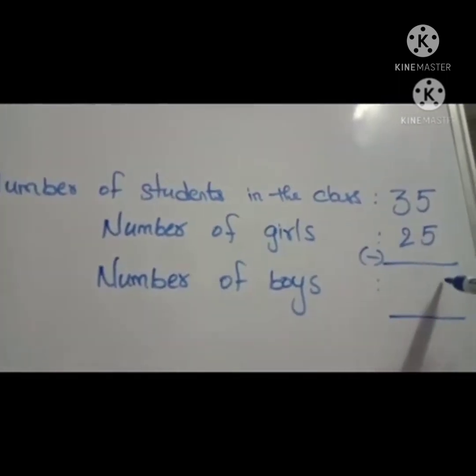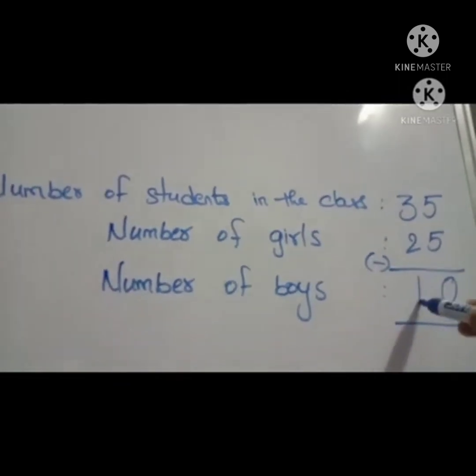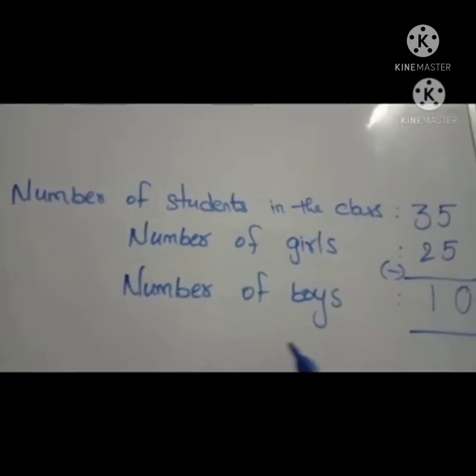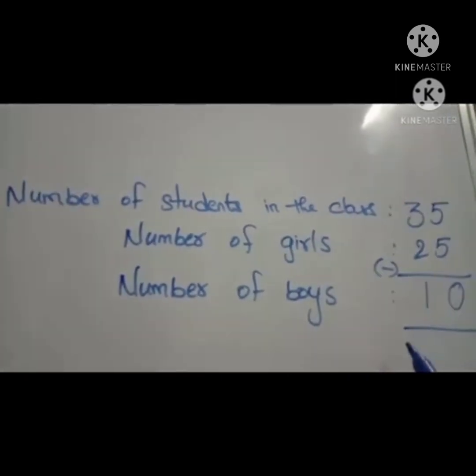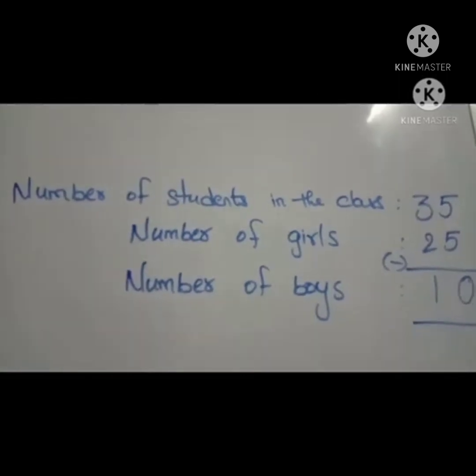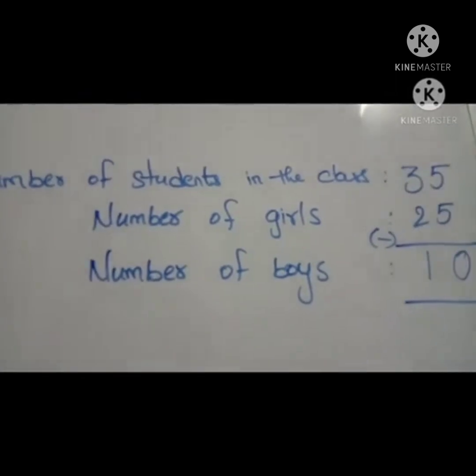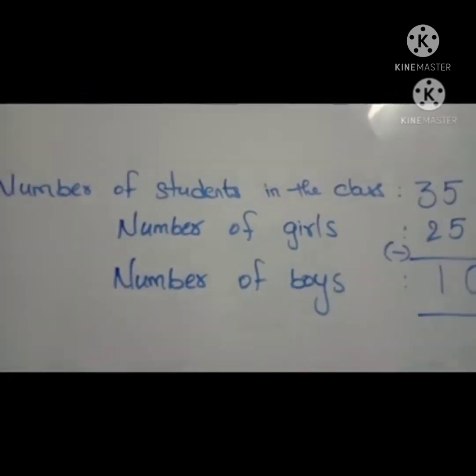5 minus 5 is equals to how much? 0. 3 minus 2 is equals to 1. So number of boys is equals to how many members are there? 10 members are there in that class. Boys and girls, here what we have to do? Ratio here we have to find out.